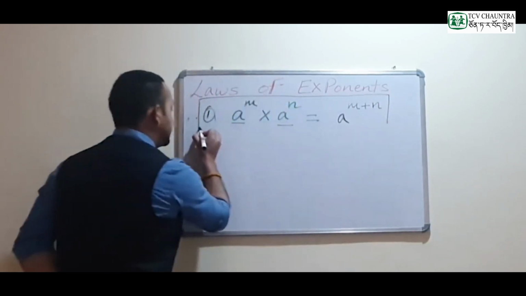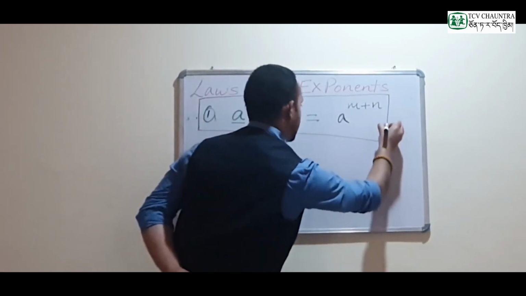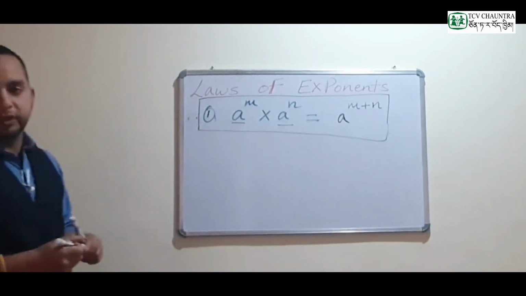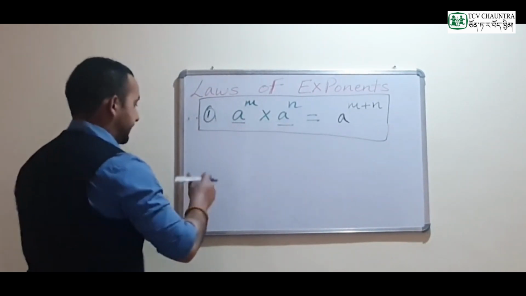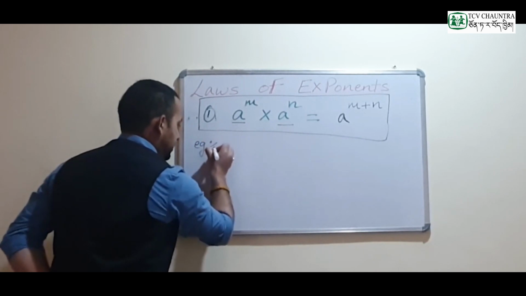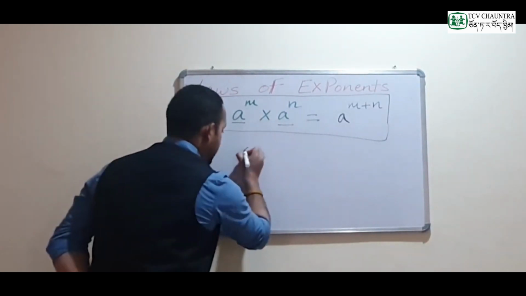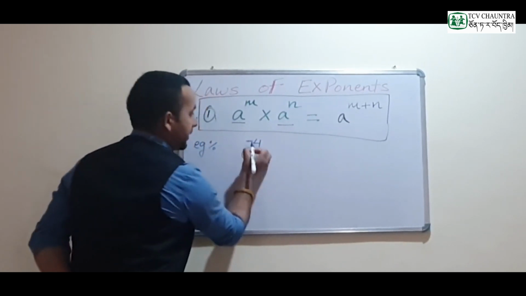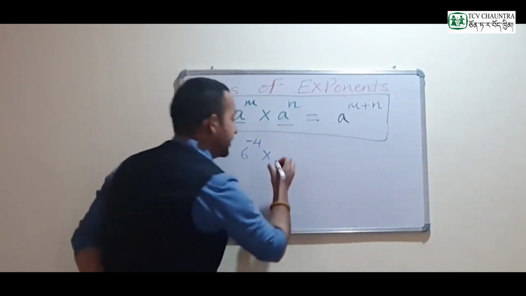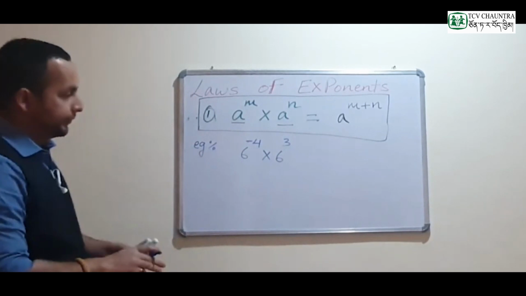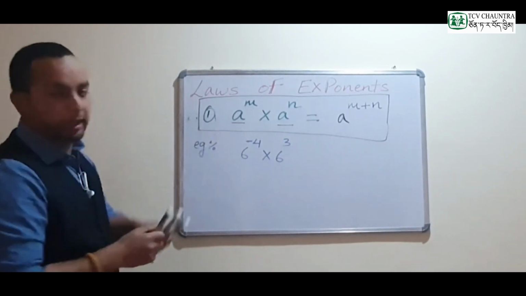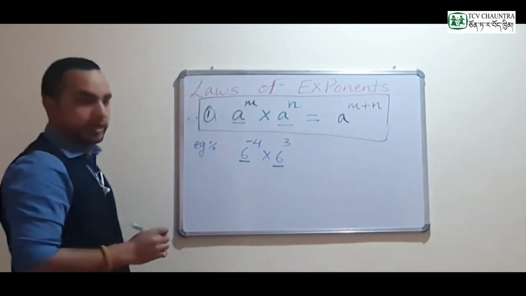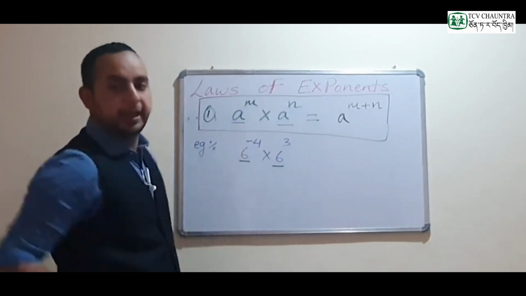Now on the basis of this law we are going to solve one example. Suppose I take 6 raised to power minus 4 multiply 6 raised to the power 3. Now according to this formula, our base is what? 6 is our base, right? So the power should be added.